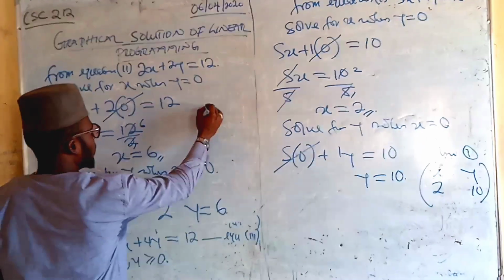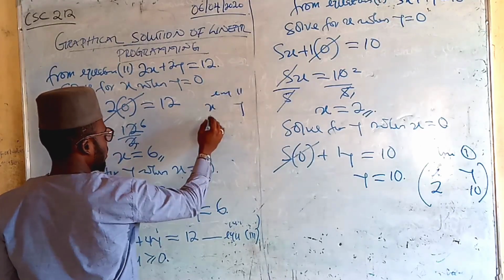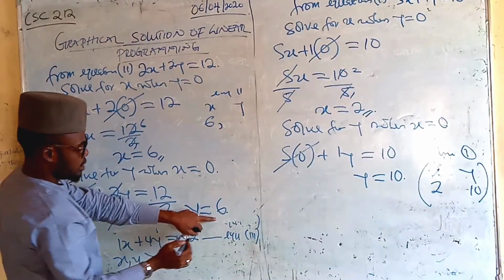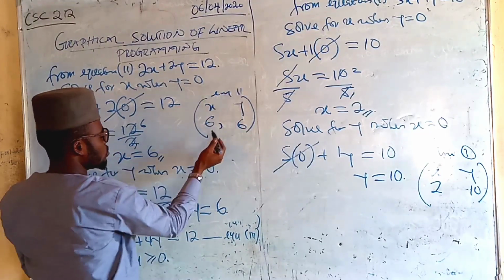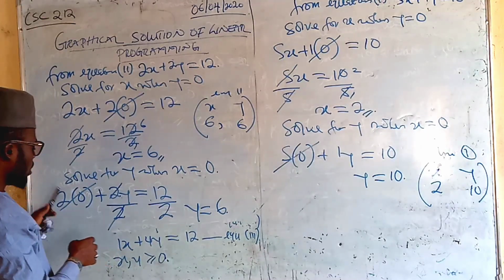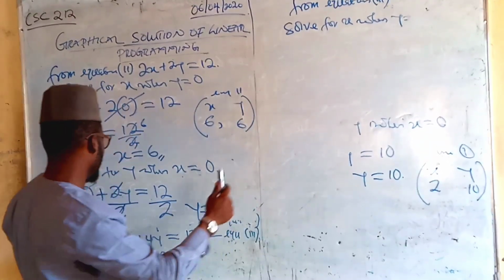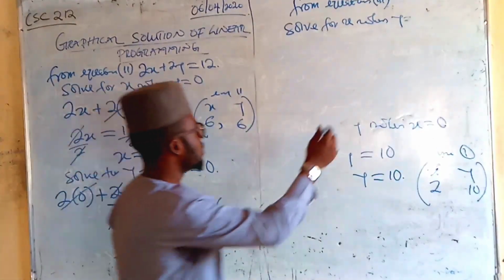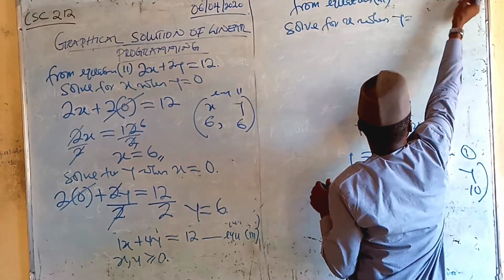So the value of x and y in equation 2 are x is equal to 6 and y is also equal to 6. Then we are going to do the same thing for the last equation, which is equation 3. Equation 3 stated that 1x plus 4y is equal to 12.